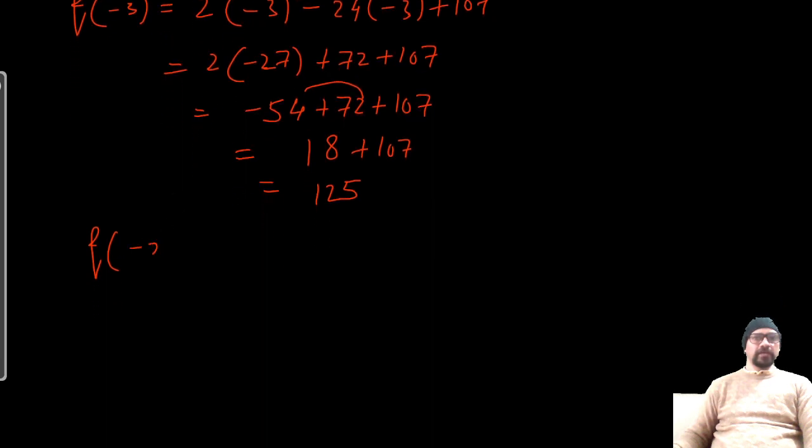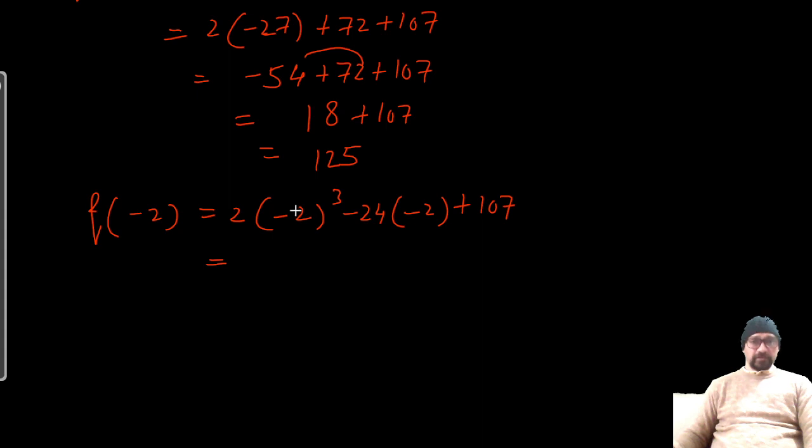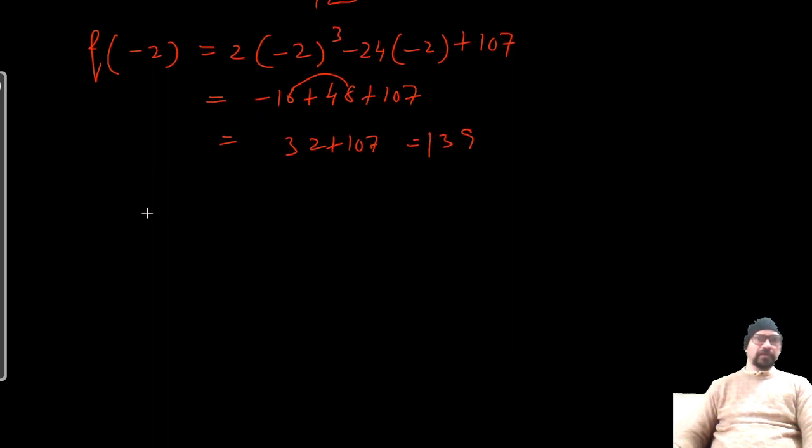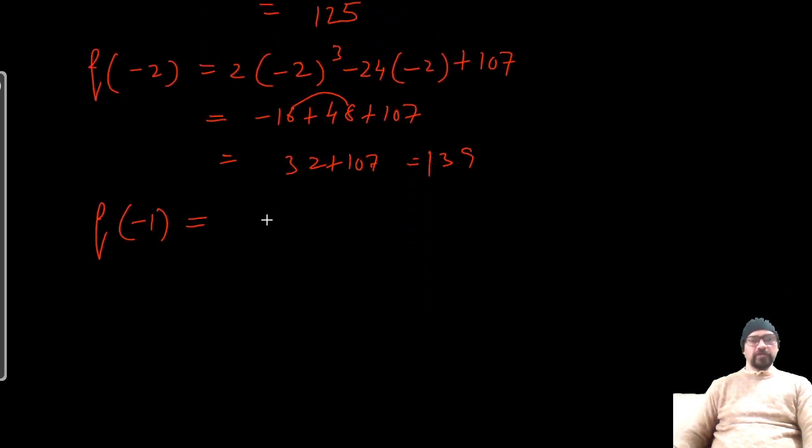And the value of the function at negative 2 is equal to 2 into negative 2 cubed minus 24 into negative 2 plus 107, which gives us negative 2 cubed is negative 8, so negative 16 plus 48 plus 107, which is 139.